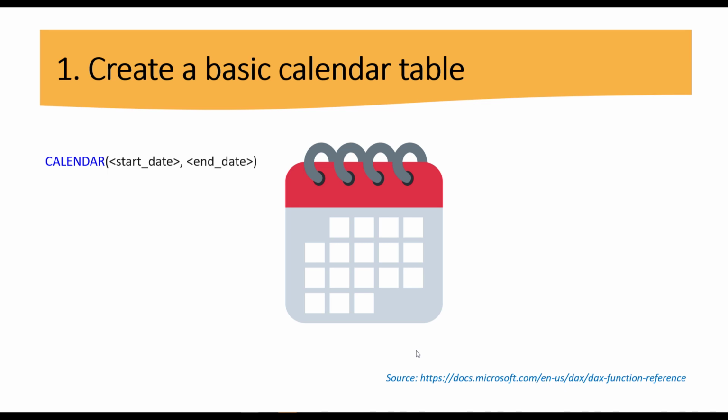This calendar table also has a couple of things that we need to be aware of. It should include all dates in the period to analyze, really important. It should have one column of date time type as well. Each day should be represented by a single row. There should be no gaps in the data.